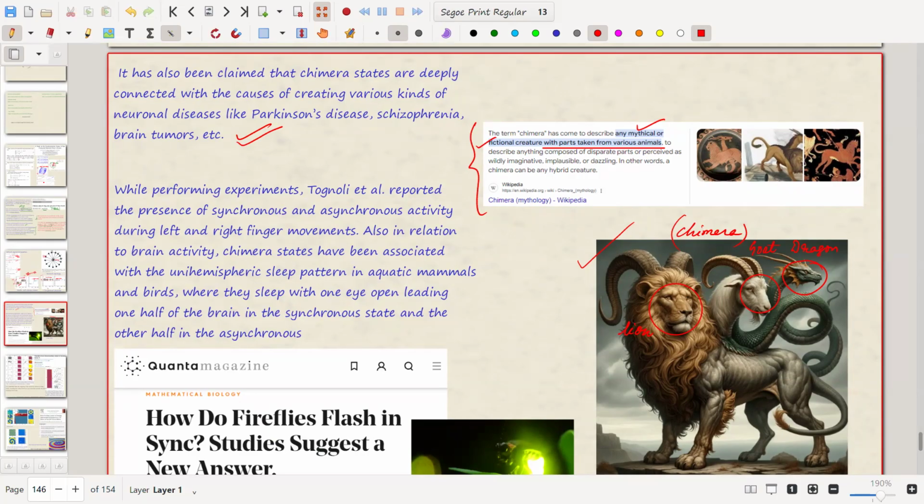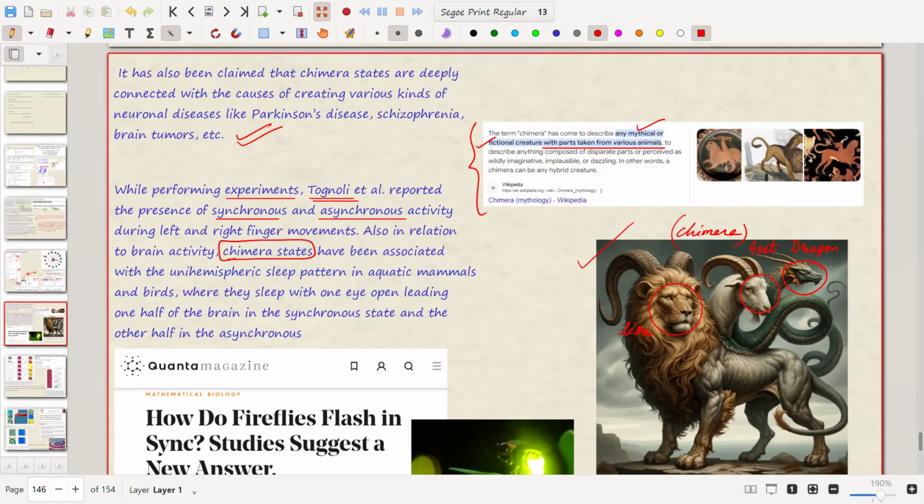During some experiments, a scientist, Tognoli, also reported this presence of both synchronous and asynchronous activity during your left and right finger movements. Sometimes your left finger movements are synchronous and your right finger movements are not. So these are the events where you can see that chimera states can be observed.